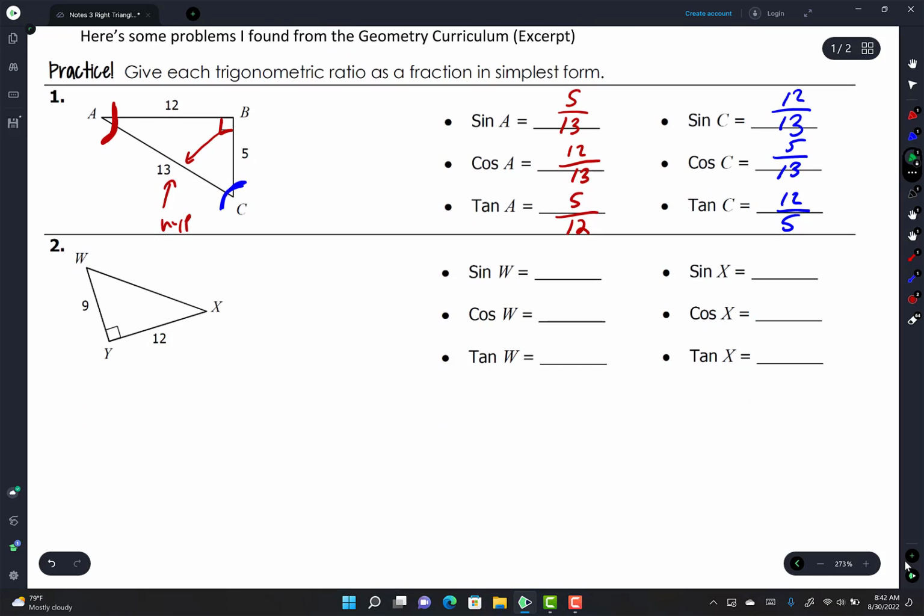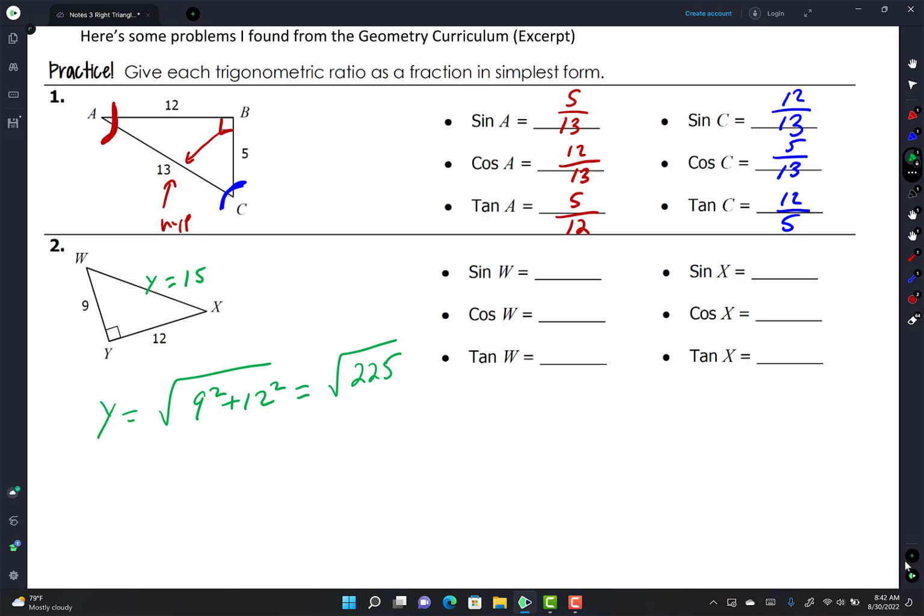I have a missing side. I'm going to call that little y. So how do I get little y? Little y is nothing more than the square root of 9 squared plus 12 squared. 144 and 81, that is 225. And I believe that's 15. The square root of that. Are we okay? Okay, so there we go.